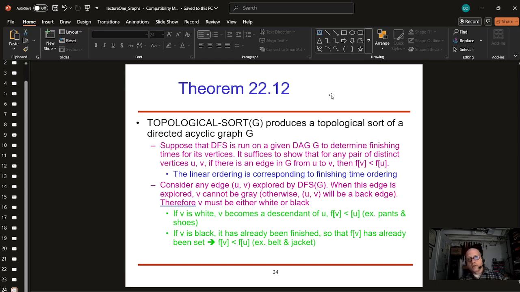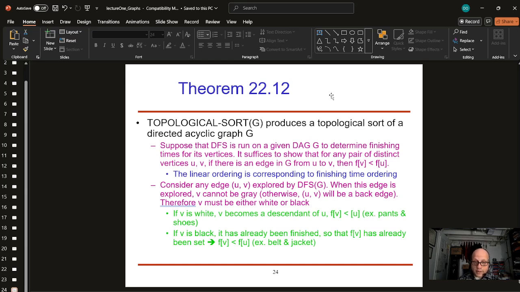So we look at topological sort. This is going to produce a directed acyclic graph. Here we suppose that depth first search is run on a given DAG, directed acyclic graph G, to determine finishing times for vertices. It suffices to show that for any pair of distinct vertices u and v, if there's an edge in G from u to v, then f[v] is less than f[u]. Here, the linear ordering corresponds to the finishing time ordering.